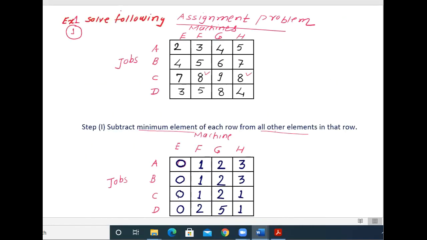So let us see what are the values. C11 is 2. C22 is 5. C33, these are the assignments which we have made, which we have obtained using the Hungarian technique. So we have to add this cost. 2 plus 5, 7, 7 plus 9, 16, 16 plus 4, 20.